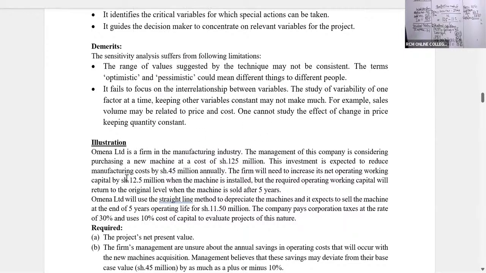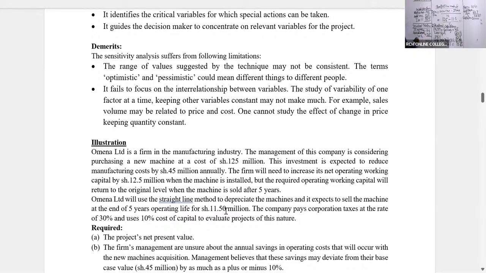So like here, if you look at that question, madam, very well, there is a second paragraph. This second paragraph starting with Omena Limited uses straight line method to depreciate the machines, and it expects to sell the machine at the end of the 5 years for 11.5. So when we sell, terminating, we are going to get scrap value 11.5. And then when we terminate this machine, we're going to have the working capital which we injected in here returning back to us. So we add released working capital. Are you able to remember the released working capital was how much? 12.5, isn't it? Yeah, so you add here.